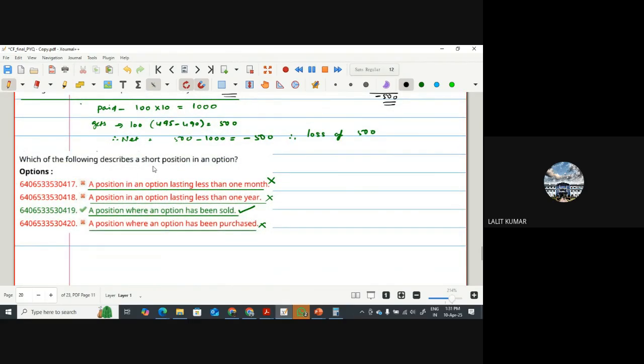Which of the following describes a short option, a short position? So remember, a short position is always when you are selling something. Okay, you have sold. So a position where an option has been sold is known as a short position.